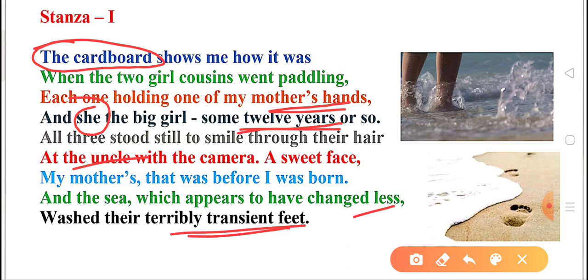Terribly transient feet means extremely short-lived life. Over here it refers to the brevity of human life. Short-lived human life. But at the same time, she says that there is hardly any change in the sea. Still the things are just the same.